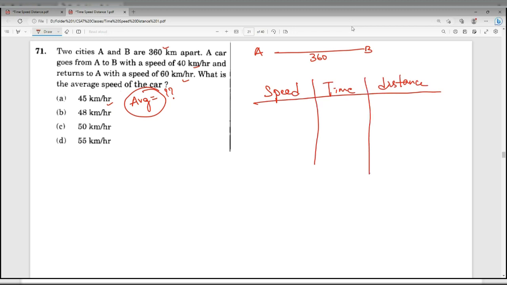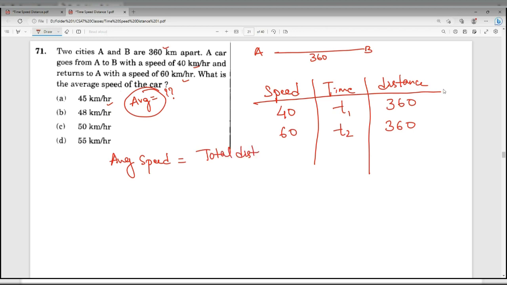So from A to B, the speed is 40, and the time we don't know. Let that be T1, and the distance covered is 360. And from B to A, the speed is 60. Let that time be T2, and then the distance is 360. So the average speed formula is equal to total distance upon total time.